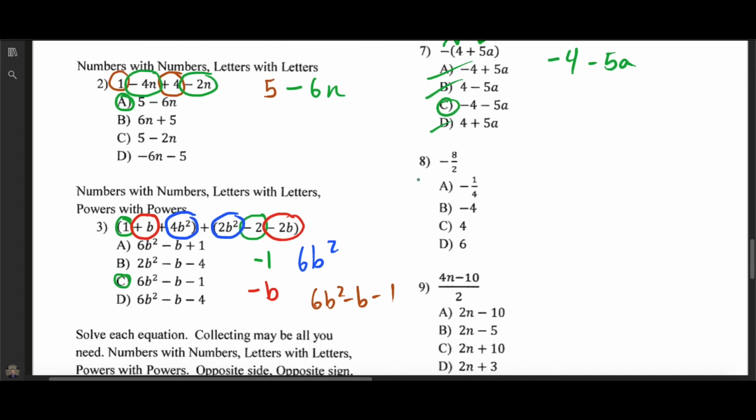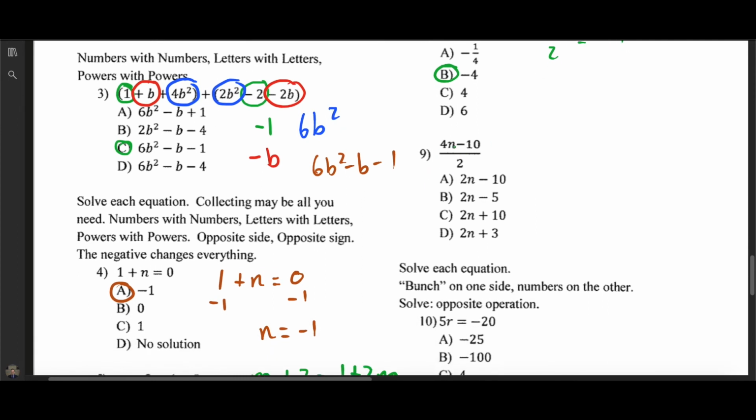This one's asking us to simplify. The negative is on the outside, so we're not going to mess with it for right now. We're just going to mess with this 8 over 2. 8 over 2 simplified is equal to what? Well, if we take 8 and divide it by 2, that gives us 4. And that negative we added back in, so that should be negative 4. That's going to be our answer, B.